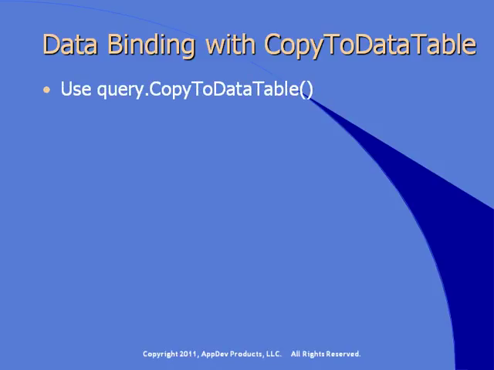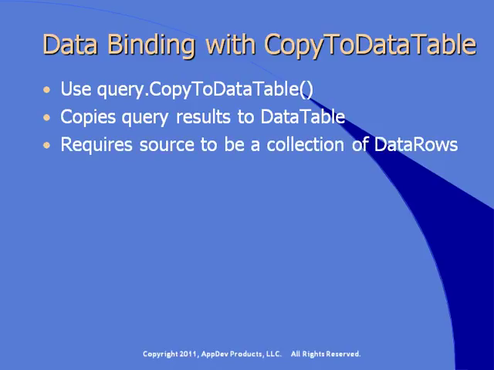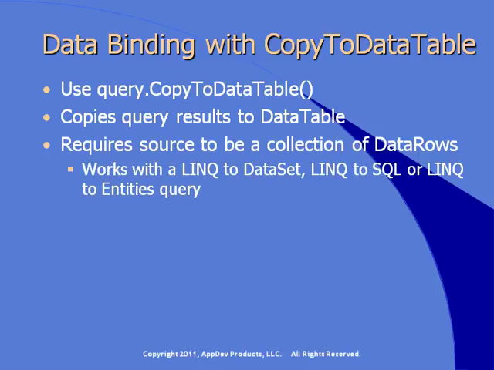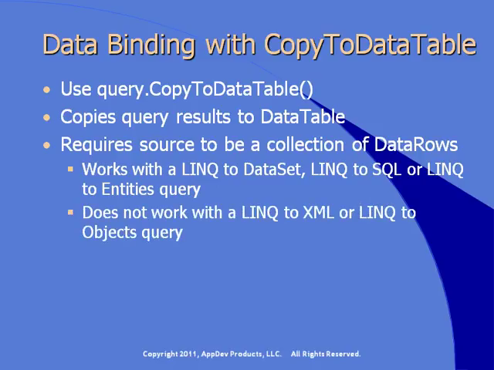So copy to data table will copy the results of a query into a data table. Now this only works if your query returns a collection of data rows. So this works great with a LINQ to dataset query, a LINQ to SQL query, a LINQ to entities query. It works also great if you're starting from a data table. It does not work with a LINQ to XML or a LINQ to objects query because those do not return data rows.